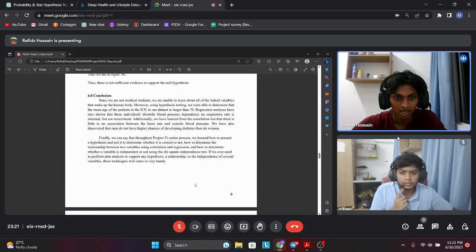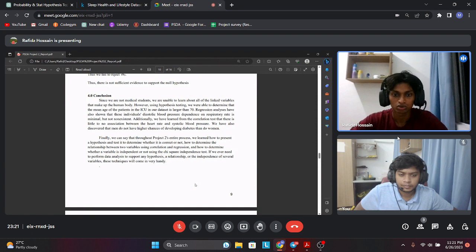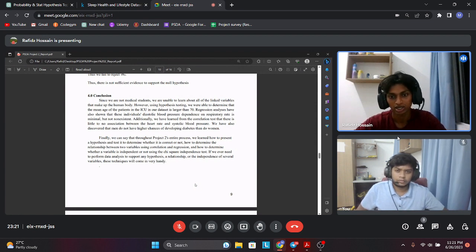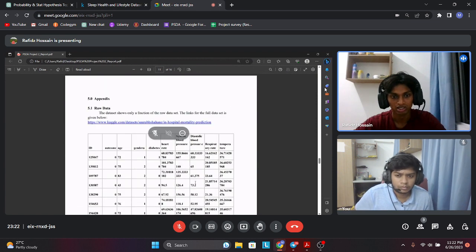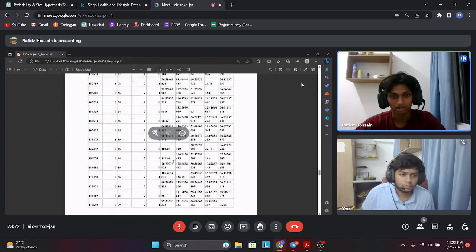but not non-existent. Finally, we can say that throughout Project 2's entire process, we learned how to present a hypothesis and test it to determine whether it is correct or not, how to determine the relation between two variables using correlation and regression, and how to determine whether a variable is independent or not using the chi-square independence test. So this is the raw data type and our source code.